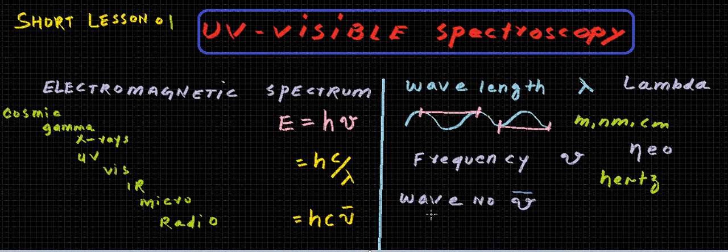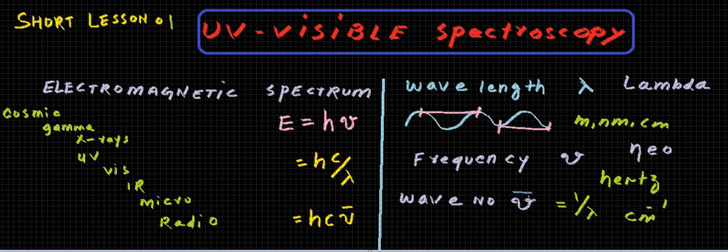The third important parameter which is considered is wave number, that is nu bar, and wave number is actually the inverse of wavelength. So the units are like centimeter inverse and hertz. So these parameters are important: wavelength, frequency, and wave number.